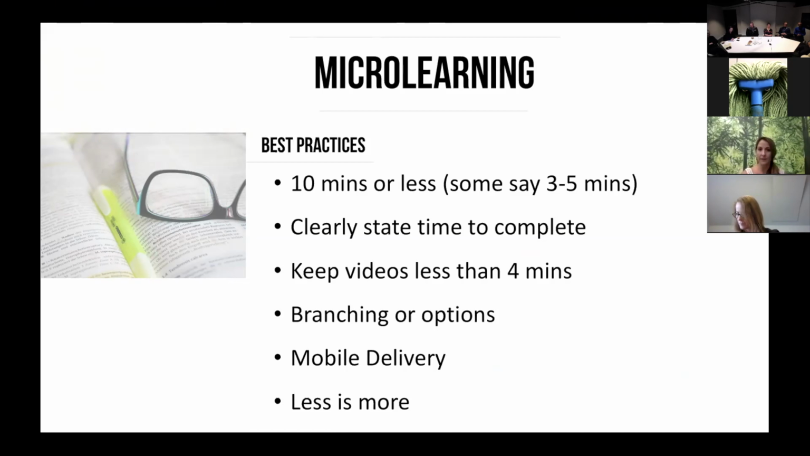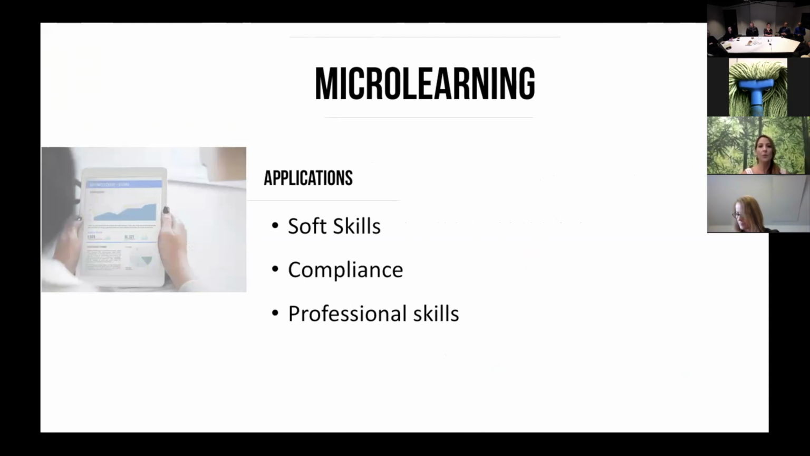And again, that mobile delivery is important. So just some applications from the literature. They talk about microlearning for soft skills, for compliance. Again, compliance can be a very tough issue to get across to learners because it can be a little dry. So keeping things in 3 to 5 minute chunks is a little bit more tolerable for the learner. And then of course professional skills as well. So this is really taking a trend in corporations and adult learning, because we do realize that people are busy and we want to be able to give them learning when they need it.